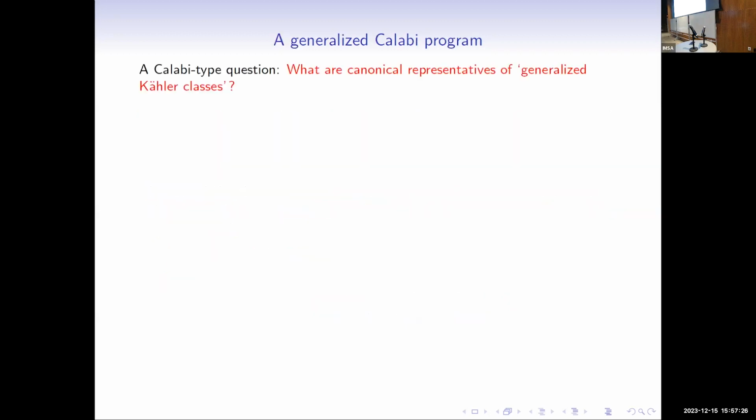So the point of the talk today is to talk about one aspect of what Vesti talked about, which is this broad Calabi-type question that we're trying to understand for generalized Kähler geometry. The basic question in Calabi's work is, what is the canonical representative of a Kähler class? Very generally, we can ask the same question without yet defining what a generalized Kähler class is. It's actually quite a subtle thing. That was pretty much the whole topic of Marco's talk, in a sense. We can still ask this question: what is a canonical representative of a generalized Kähler class?